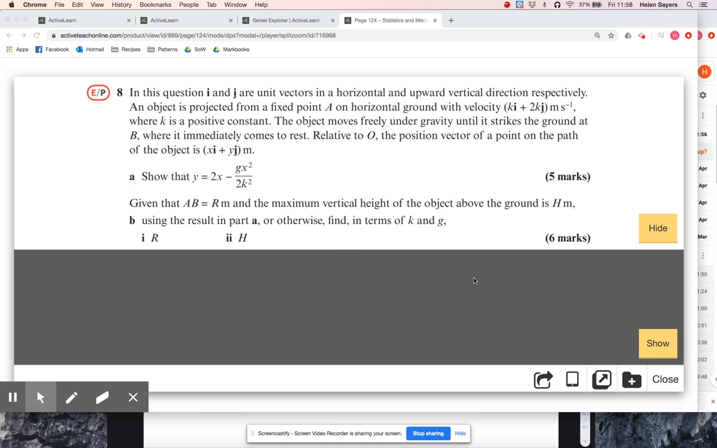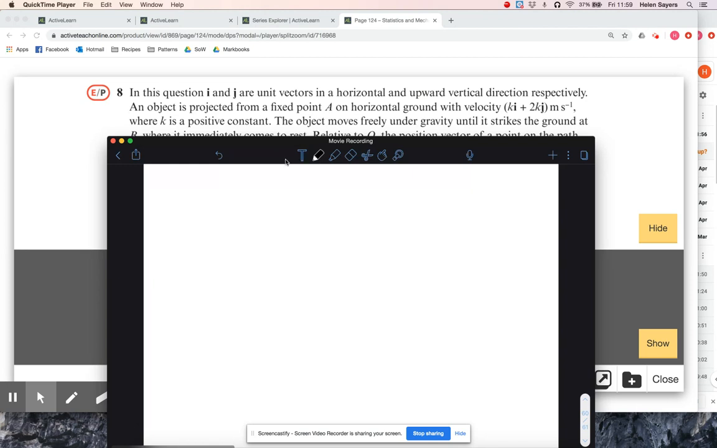So we're looking at the second year Stats and Mechanics textbook, and we're on chapter 6, which is projectiles, and we're looking at exercise 6D, which is projectile motion formulae. So we're on question 8. I think this is the last question in this exercise. It's an exam question, so we can see how many marks each part's worth. It's also problem solving, so you might have to think quite carefully about how to tackle it.